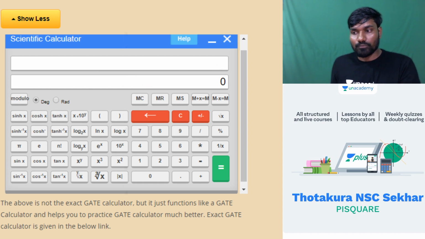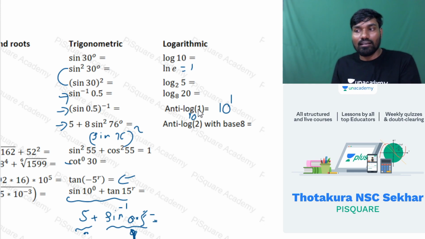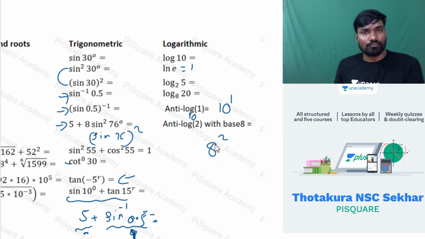Okay. Now coming to this, how do you find the anti-log of 10? Log means you will use log. Anti-log means what? Base 10, 10 power 1. That's what anti-log 1 means: 10 power 1. Anti-log 2 with the base 8 means 8 power 2. 8 power 2 will give you anti-log 2 with the base 8. Anti-log 1 with the base 10 is 10 power 1.